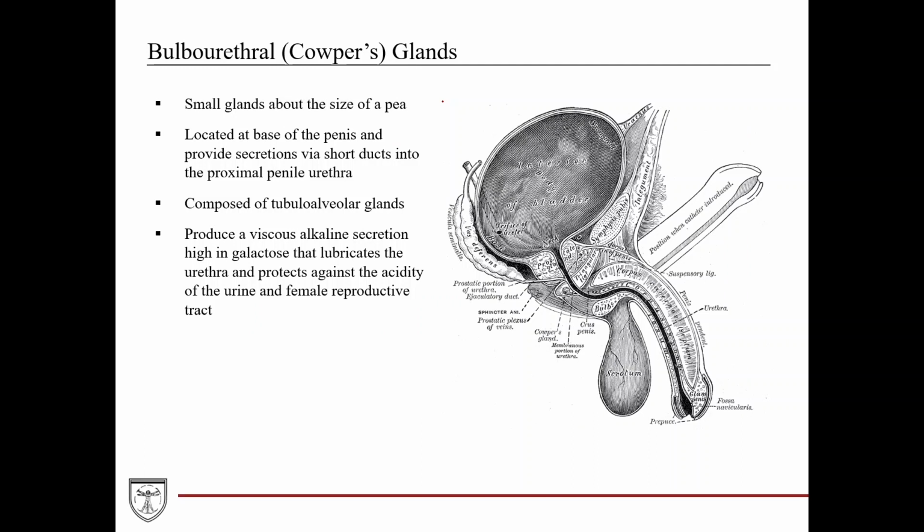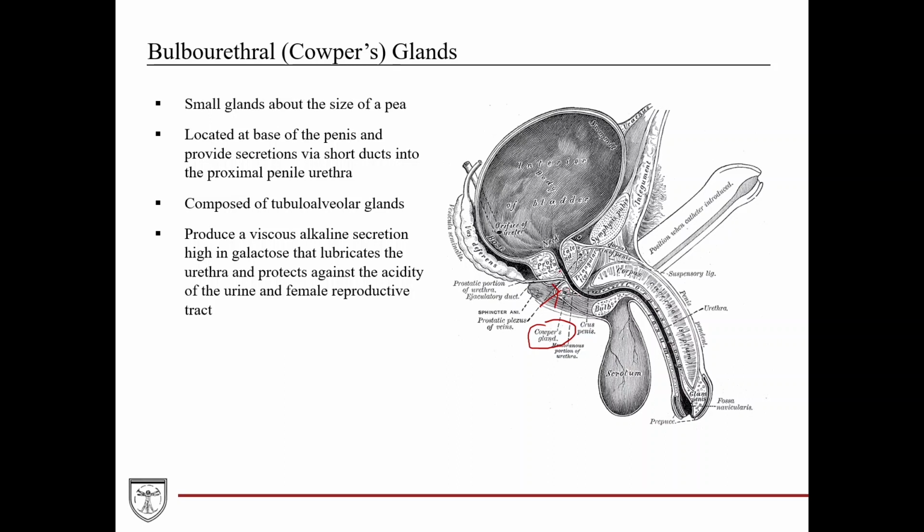So the last of the male accessory sex glands are the bulbourethral glands, also known as Cowper's glands. And these are small glands about the size of a pea, and you can actually see them. You see here in this diagram, they're labeled Cowper's, and it's this little pea structure right here. I'll draw an arrow pointing to it.